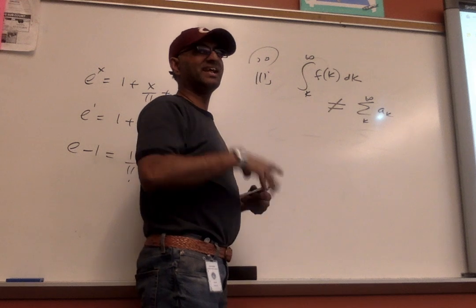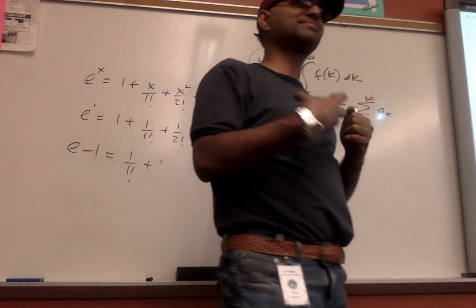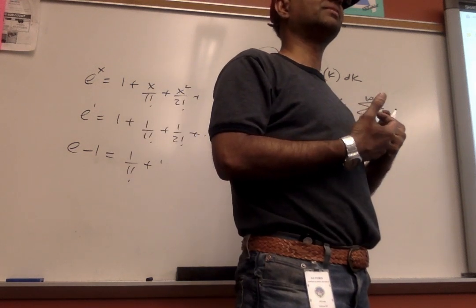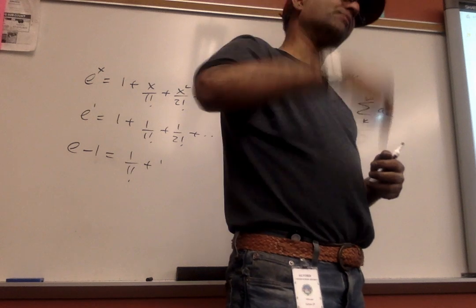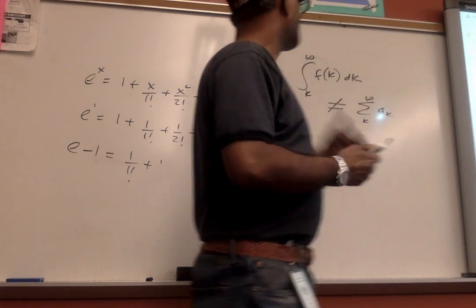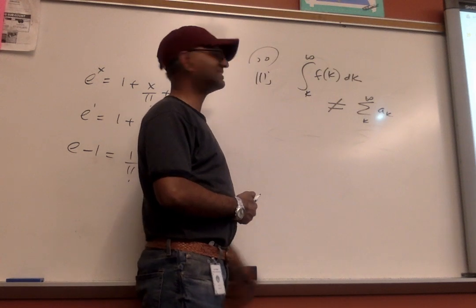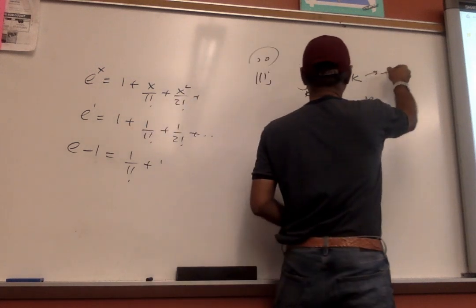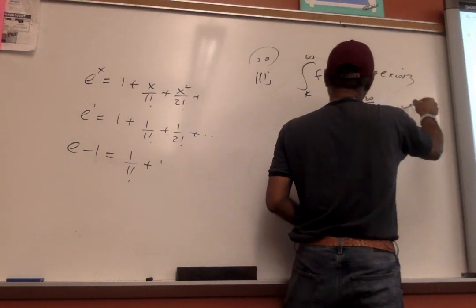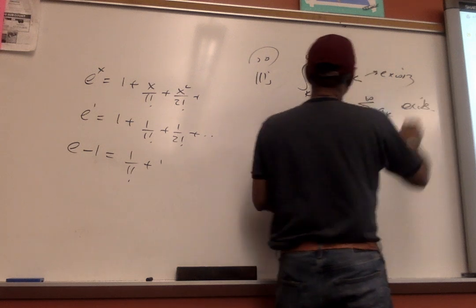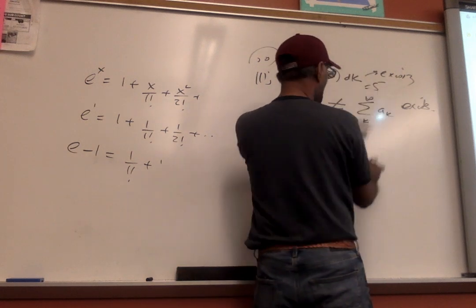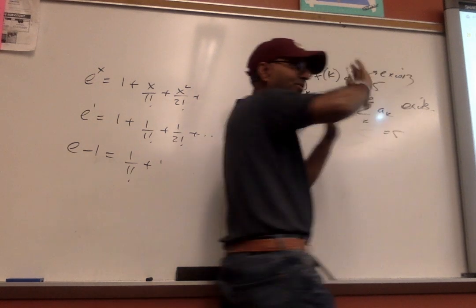Is that clear? Let me be clear on this. Which are the only two series we can find the sum of? So the integral test does not find you the sum. This just says if that exists, that series converges. That's all it is saying. Just because the integral answer is 5 does not make that sum equal to 5. Please get that out of your head.